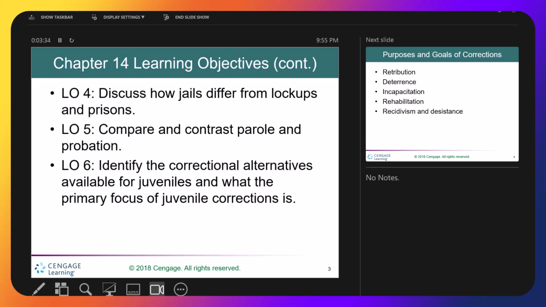Discuss how jails differ from lockups and prisons. Compare and contrast parole and probation. Identify the correction alternatives available for juveniles and what the primary focus of juvenile correction is.